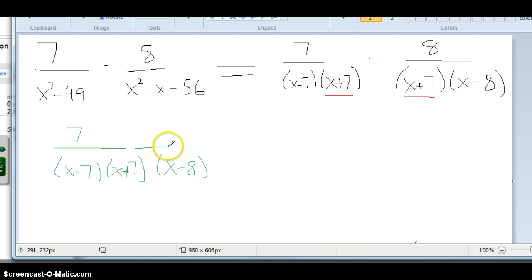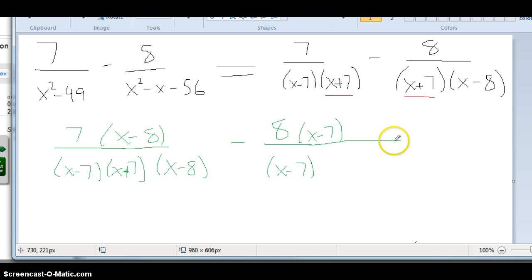But you have to do that on top as well as on bottom, or else you're changing the value of the expression. If it's the same on top and bottom, it doesn't change the value any. And over here, we were missing the x minus 7. So we're going to add that in, again on top and bottom. And then the rest of it stays the same. So we add one thing in on top and bottom for both of the expressions, and then they have the same exact bottom. And then now all we need to do is subtract.